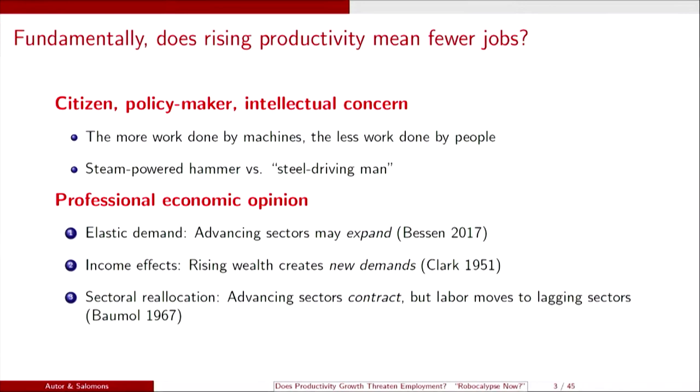Another, of course, going back to Colin Clark, is that rising consumer incomes will create new demands, will move the locus of consumption from goods to services, for example. Finally, going back to Baumol in 1967, we may have sectoral reallocation. Advancing sectors that have rapid rise in productivity may see falls in employment, but then we may see compensatory effects elsewhere.